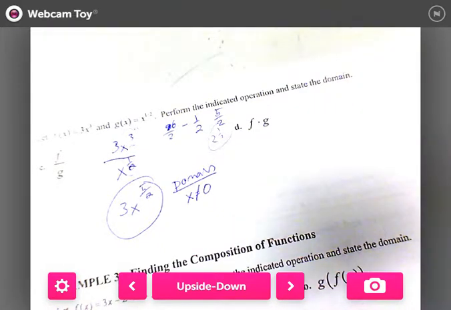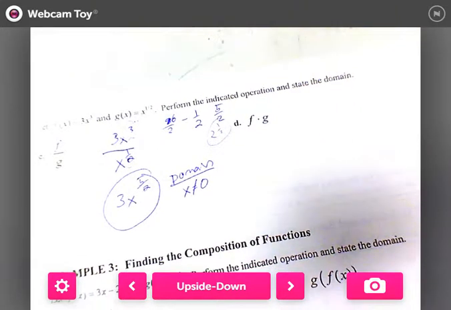Is it because of those exponents? Remember, if you're multiplying two things, you add the exponents together. So should we do it? You want to try it?